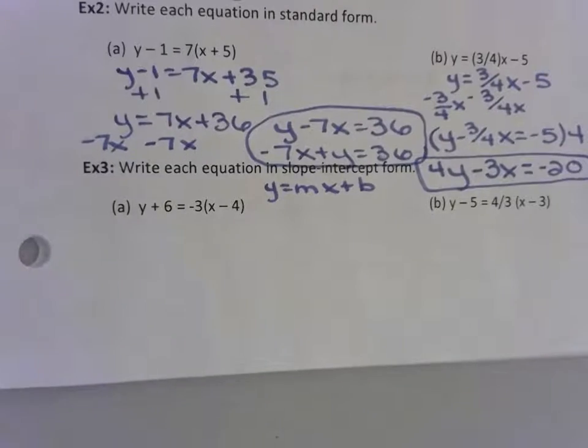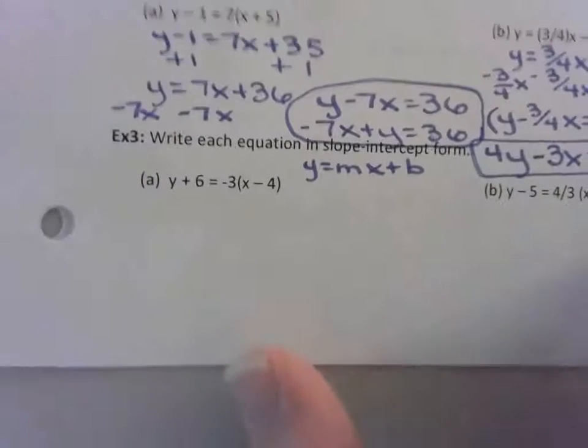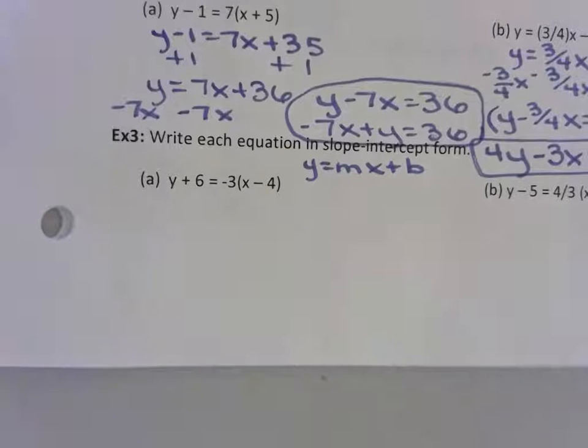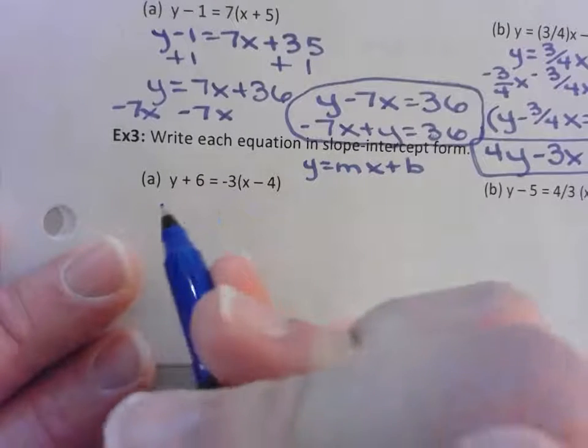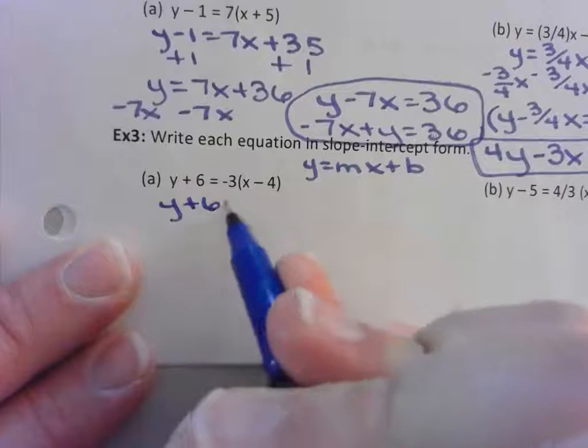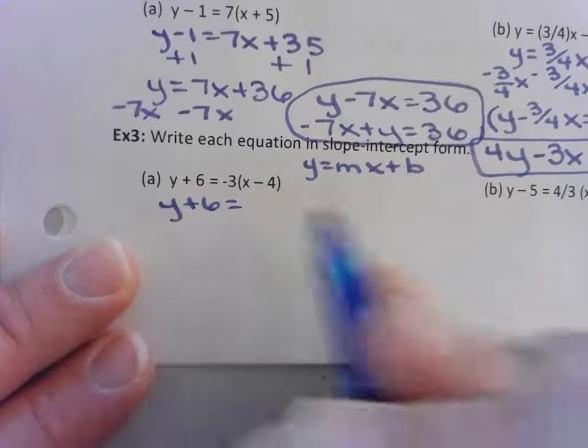Now, as I look at example 3a, what form is example 3a in? Point-slope form. Y minus a number equals slope times x minus a number. This is in point-slope form. I want to get it in slope-intercept form. So y equals mx plus b. What's the first thing I need to do? Distribute. There is no parentheses in slope-intercept form. So I need to get rid of that.